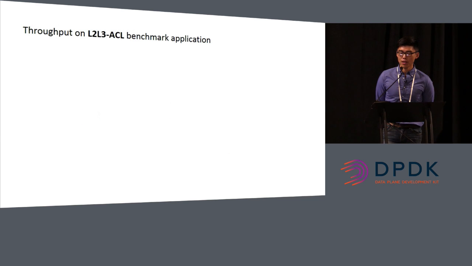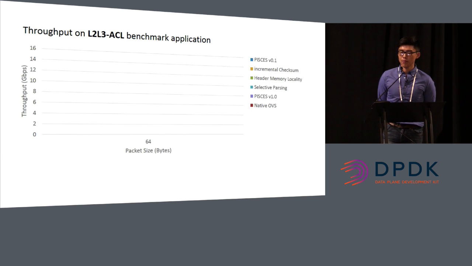So for our throughput on the L2, L3 benchmark application after the optimization, in order to shorten the graph, I'm just going to show you the results for the 64-byte packet size, but in our paper, there's more detail. Aside from incremental checksums and selective parsing, we've done multiple other optimizations, and the details are also in the paper.